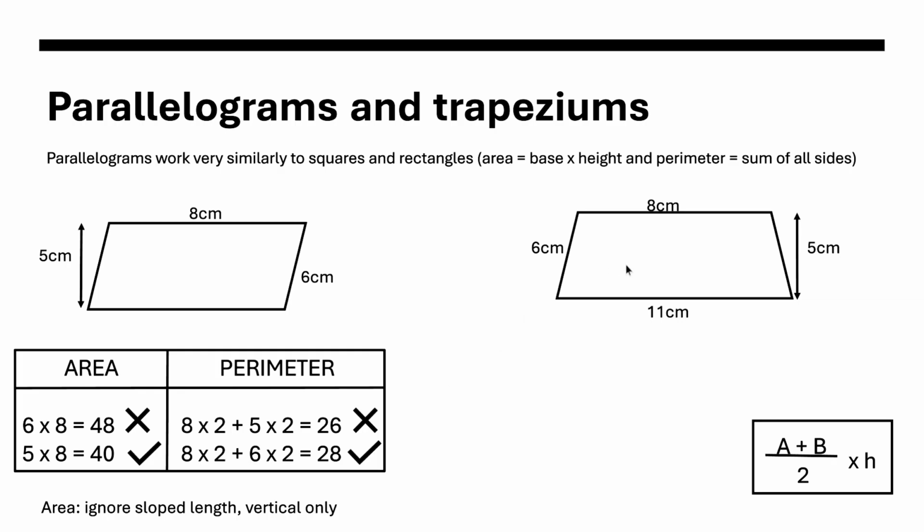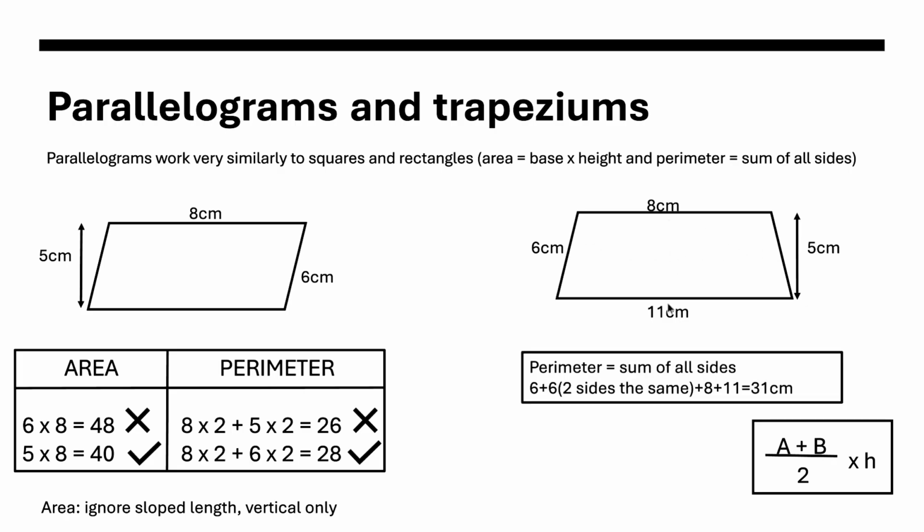For a trapezium, the perimeter is again, like every other shape, the sum of all side lengths. This is equal to this side length, so 6 plus 6 is 12, plus 8 is 20, plus 11 is 31 centimeters. The area, we use this formula here.